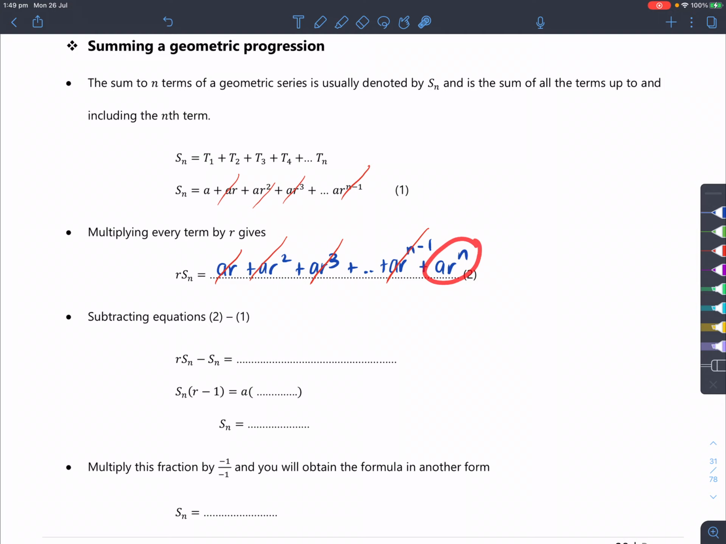But remember, it's equation 2 minus equation 1, so you'll have AR to the power of n minus A. And now, on the left side of this equation, we can factorize our Sn. So it's Sn bracket R minus 1, okay, equals A bracket something. So we can factorize this. Now, that will be R to the power of n minus 1. And if we divide R minus 1 over, we get R to the power of n minus 1 over R minus 1. There we go.